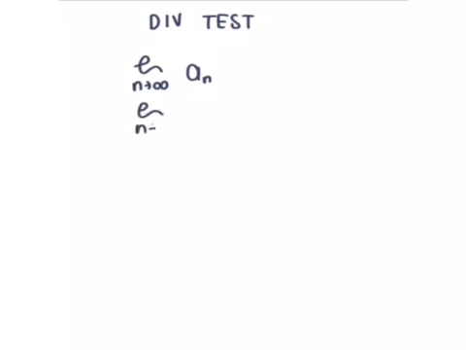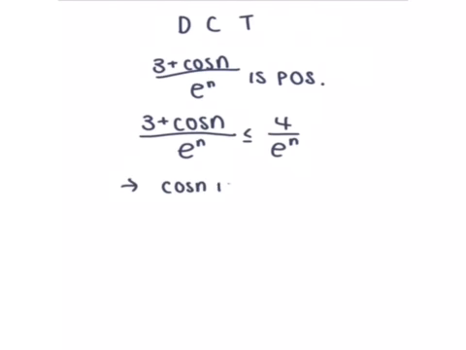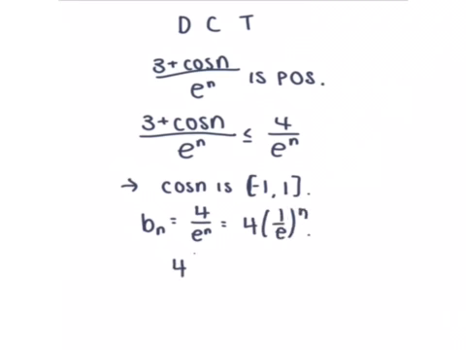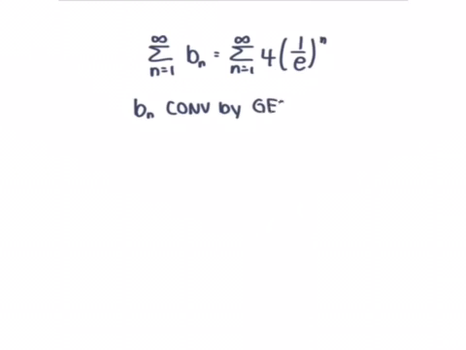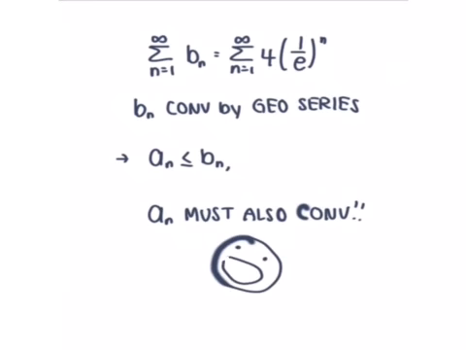The divergence test doesn't work because the limit as n approaches infinity equals 0. Now let's try the direct comparison test. We can compare it to 4 over e to the n. We find that both are positive on the interval. Next, we find that b sub n, which is 4 over e to the n, is convergent by geometric series test. Therefore, a sub n must also be convergent. Yay!